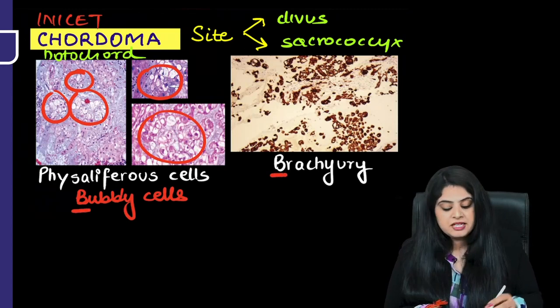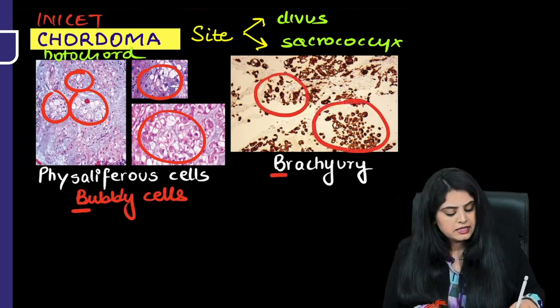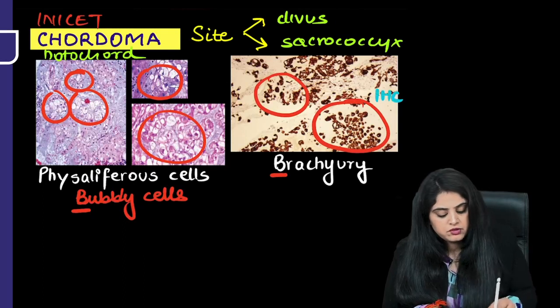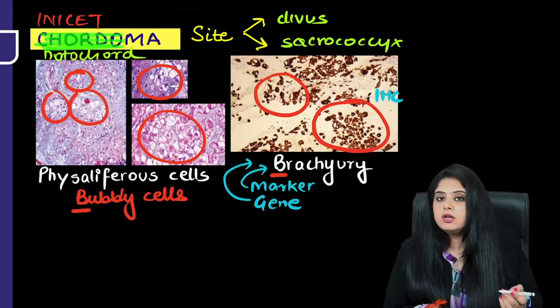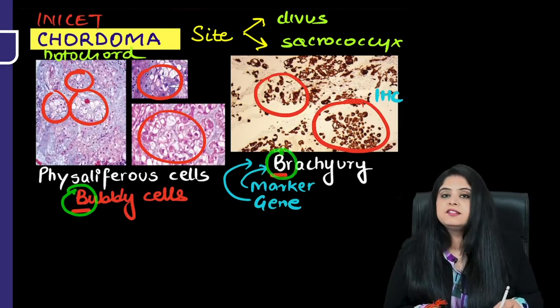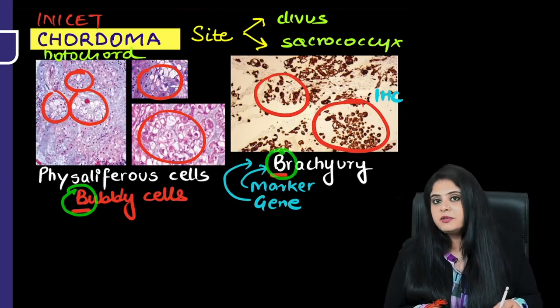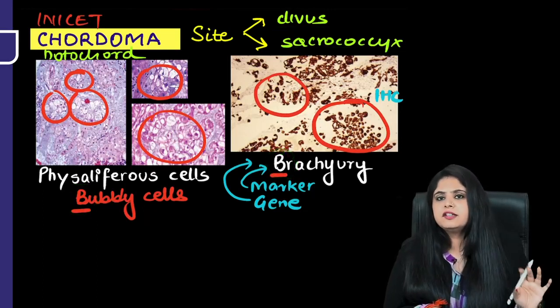for brachyury. If I ask you what is the genetics and what is the marker, brown color stain means this must be a case of immunohistochemistry. And what is the marker? So remember, the marker is also going to be brachyury and the genetic alteration is also going to be brachyury. The answer for both is the brachyury gene, right? So remember, notochord gives rise to chordoma. It's going to have bubbly cells called physaliferous cells. These bubbly cells have genetics of brachyury, marker as brachyury, and the site is going to be where notochord remnants are, clivus and sacrococcyx.